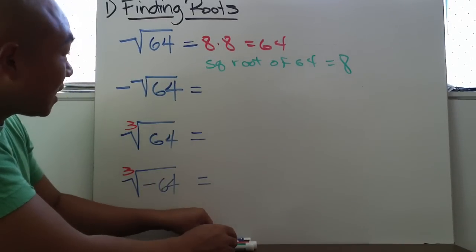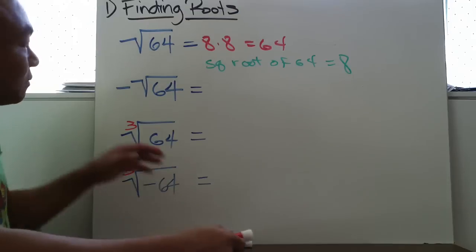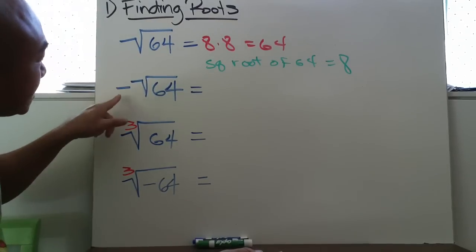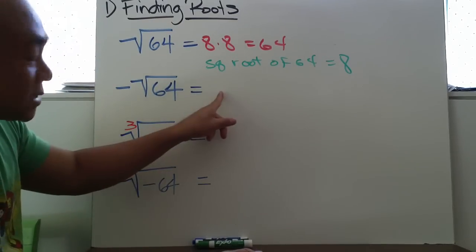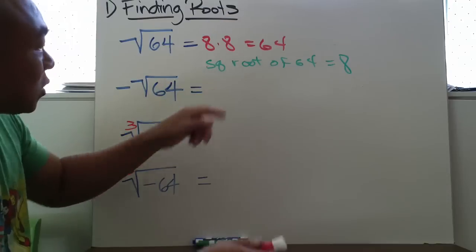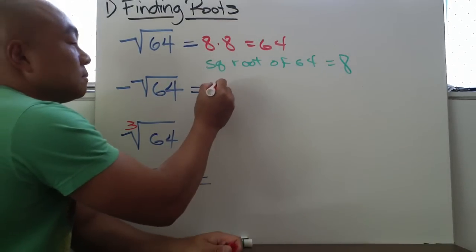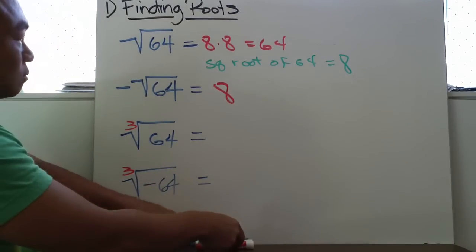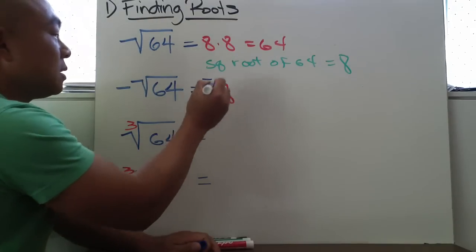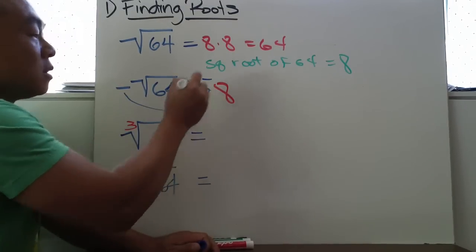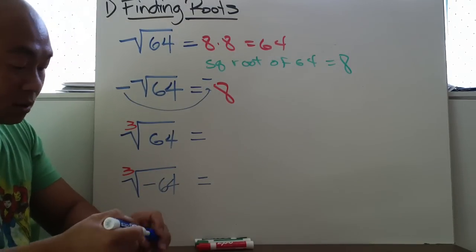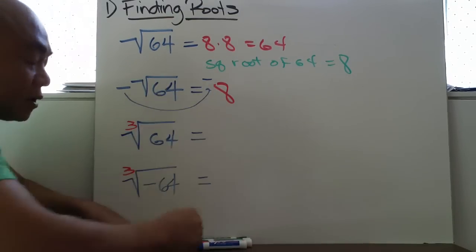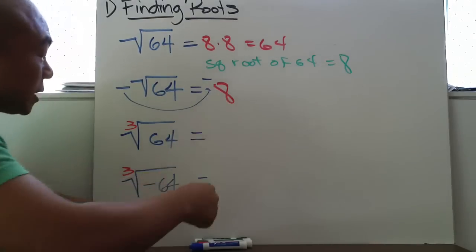Alright, so let's look at it again. Well, what happens if you have a negative number? Well, the negative is actually on the outside, so you don't have to really worry about this. This basically just means you're taking the negative of whatever the answer is. So since we know that the square root of 64 is going to be 8, the answer comes out to be negative 8. If you want, just draw a little arrow, because you have to solve this part first. Square root of 64 is going to give us 8, and then you just take the negative of that 8, which gives you a negative 8.